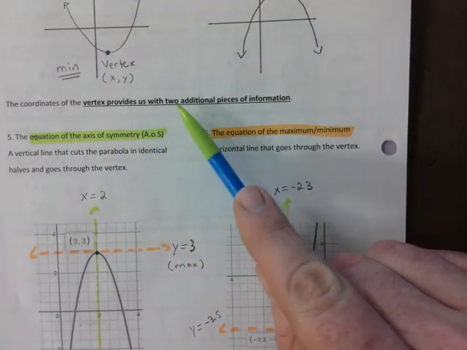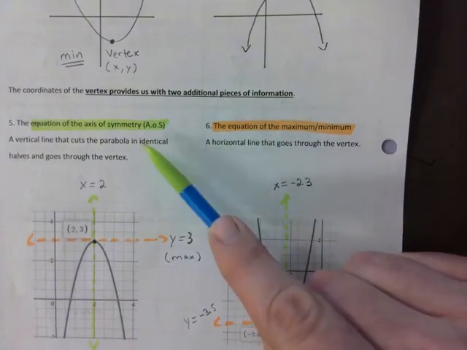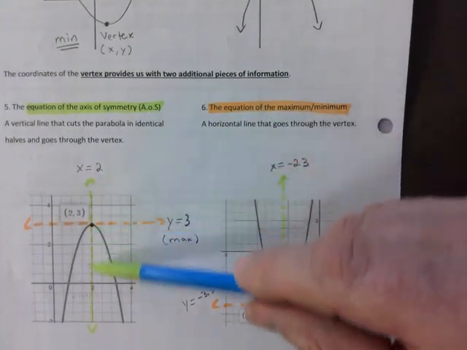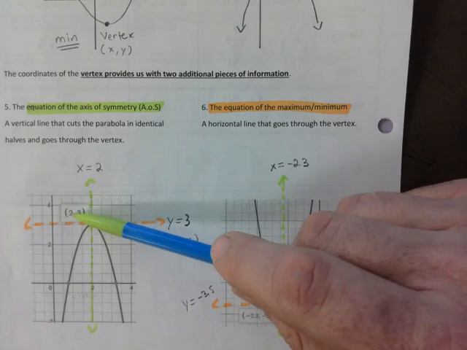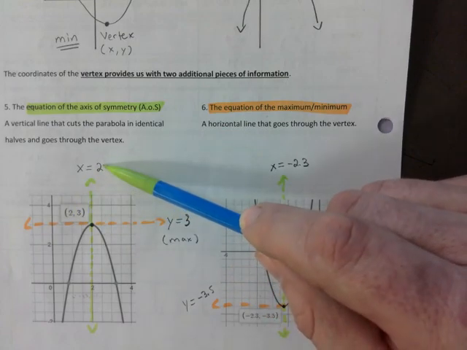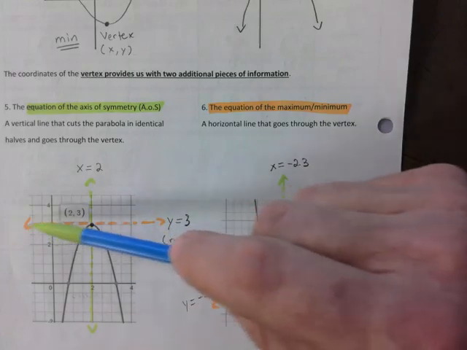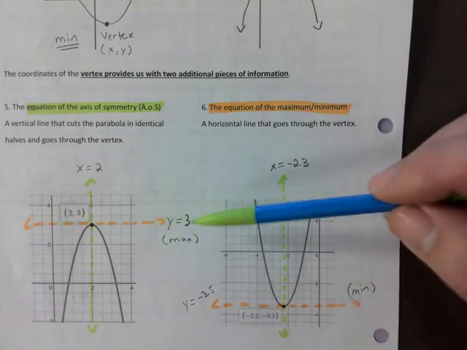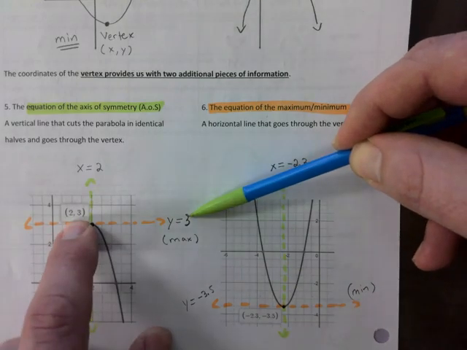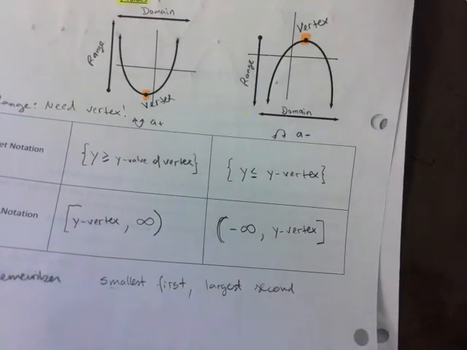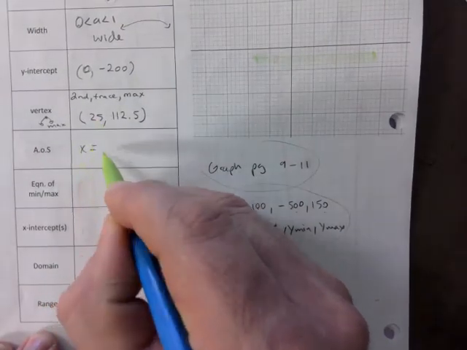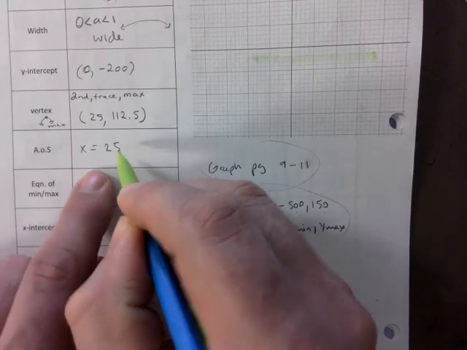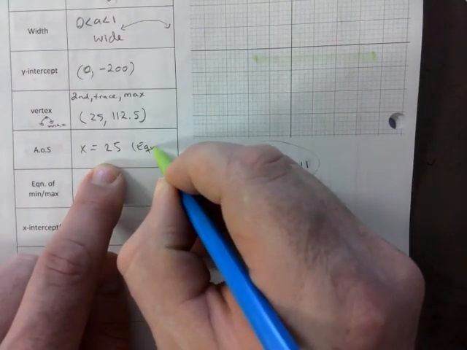The vertex provides us with two additional pieces of information. The axis of symmetry, which is that imaginary line that cuts the parabola in half, right? And so the x value of the vertex is going to be there. And then there's a horizontal line that goes through the vertex also, which is given to me by the y value of the vertex. Okay? That's all it is. That's all it is. So when we go back to number 9, the AOS is simply x equals 25. It's an equation, okay?